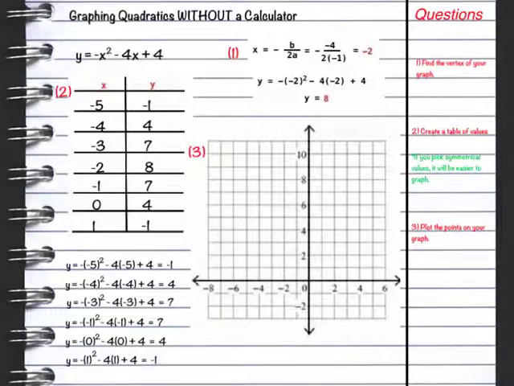And then finally, you need to plot your points. Once I plot all my points, once again, I see that characteristic U shape. And remember, you're going to have that curve. It doesn't come to a V point. It has a curve on it at the vertex. Go ahead and take a moment, pause, copy, before continuing on.